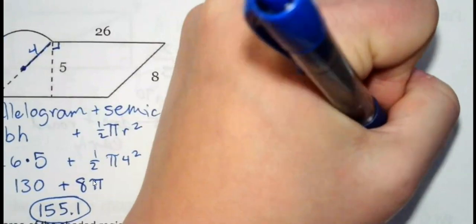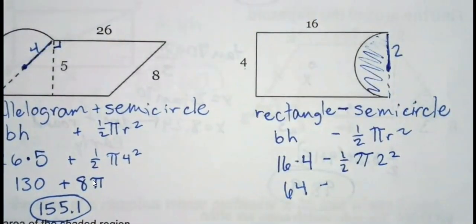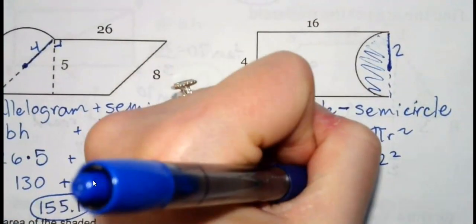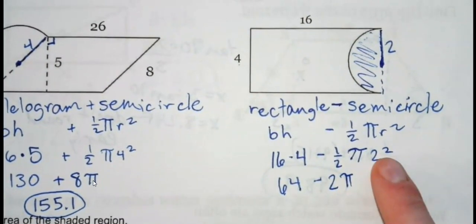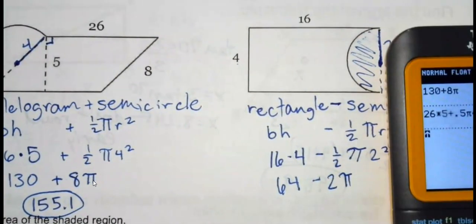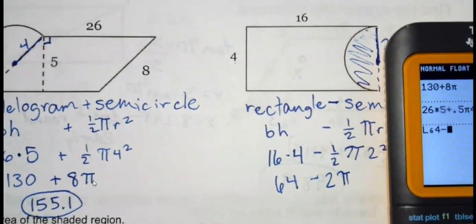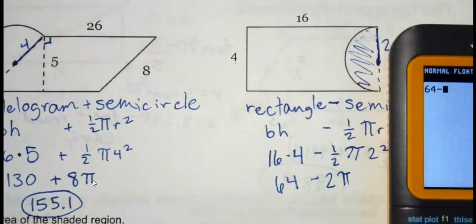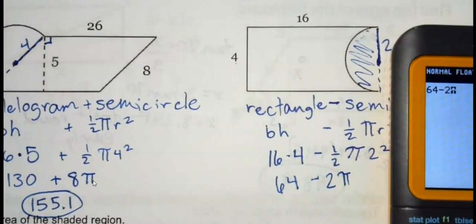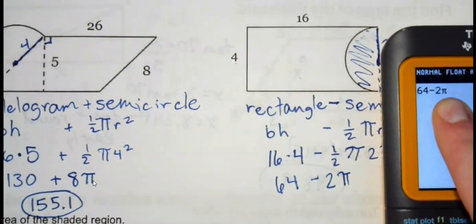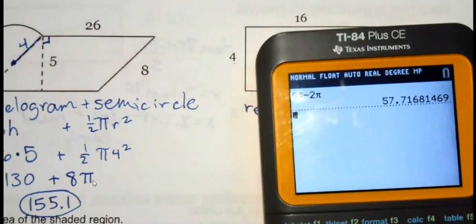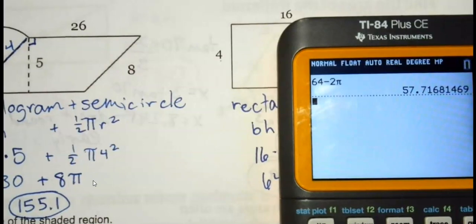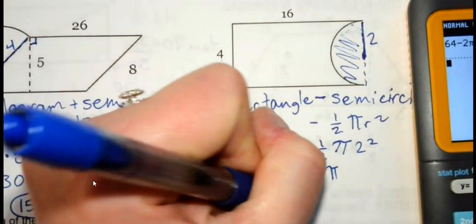So make sure you can identify that. So we've got pi, we've got 2 squared. You can type that whole thing into the calculator and get your answer. This is going to be 2 pi, because 2 squared is 4. Cut that in half, you get 2. 64, oops, minus 2 pi. The reason you don't need parentheses is because it will do PEMDAS and multiply before it subtracts. So you're going to get 57.7. You're welcome to put parentheses if you like, but you don't have to.